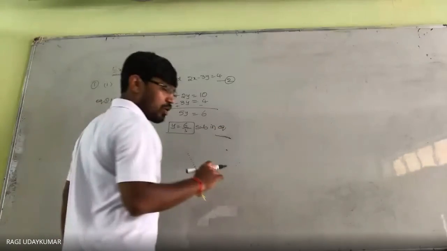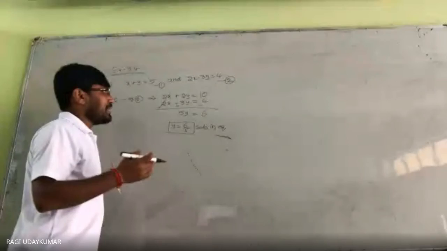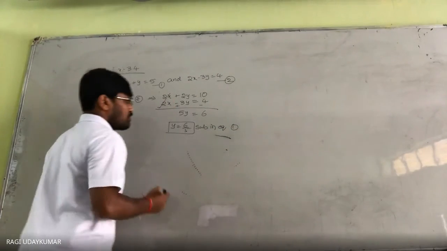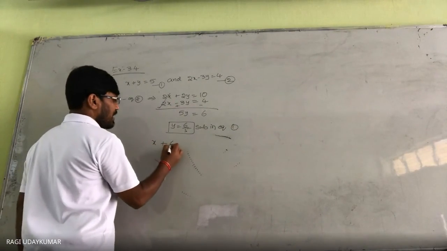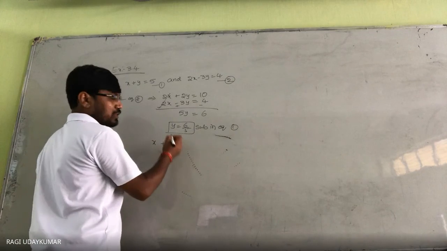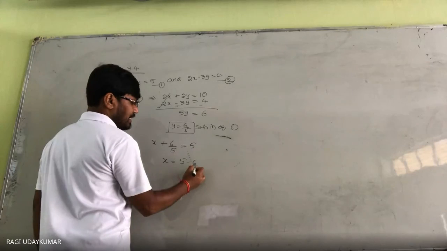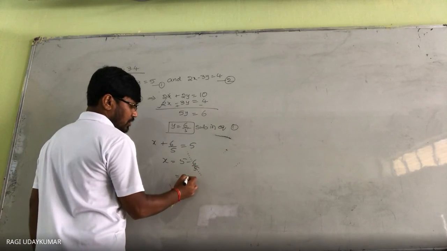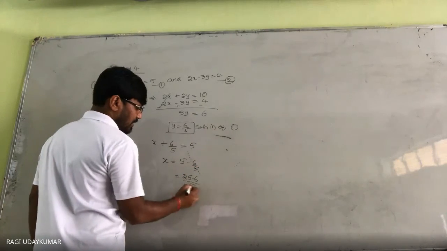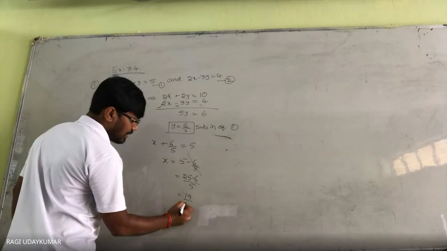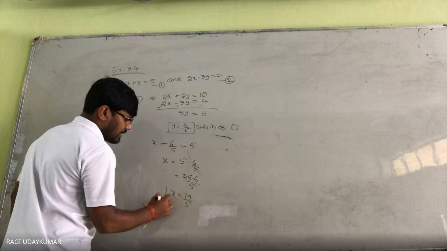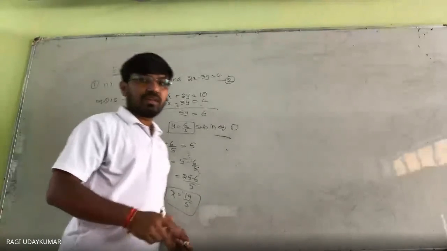Substitute y equal to 6 by 5 in either equation number 1 or equation number 2. I am substituting in equation number 1: x plus 6 by 5 is equal to 5. So x is equal to 5 minus 6 by 5, which is 25 minus 6 by 5, which is 19 by 5. So x is equal to 19 by 5. That is the solution.